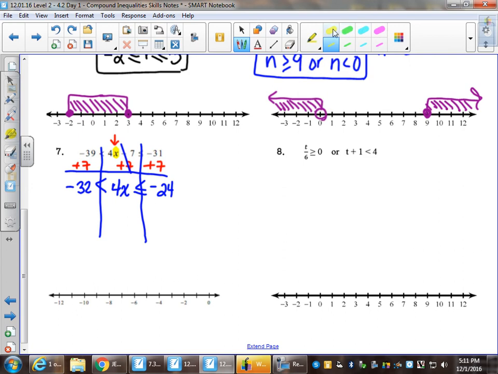Again, our focus is on x. This says 4 times x. What undoes multiplying by 4? The opposite of multiplying by 4 is dividing by 4. So I want to divide by 4. But if I divide this piece by 4, I need to divide this by 4 and this by 4. What gets done to the middle has to get done to both sides. In the middle, this just becomes x. Negative 32 divided by 4 is negative 8. And negative 24 divided by 4 is negative 6. And we are done.